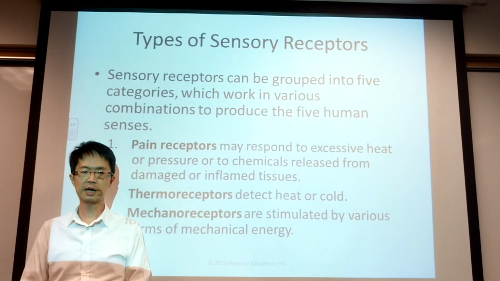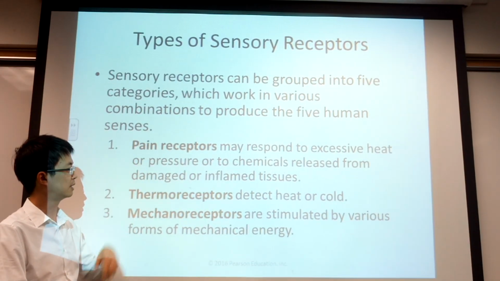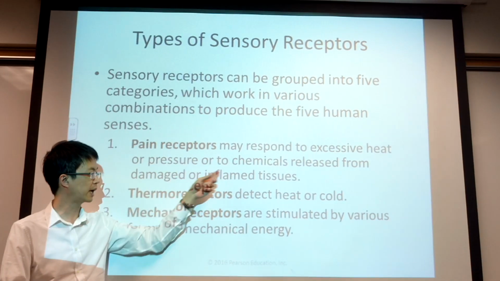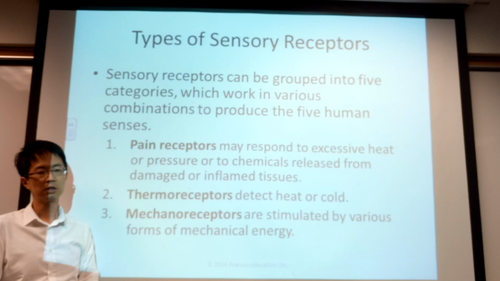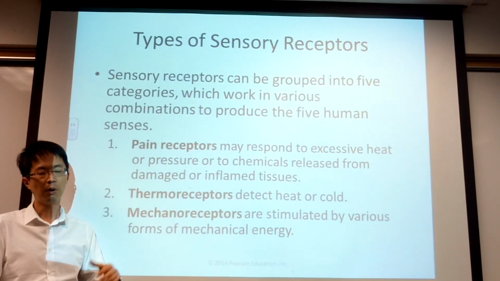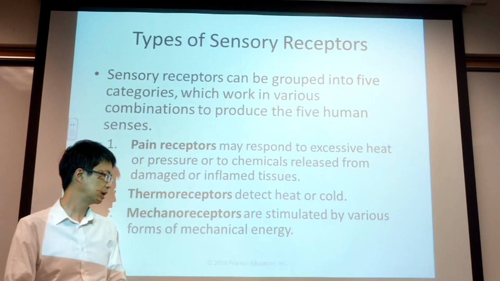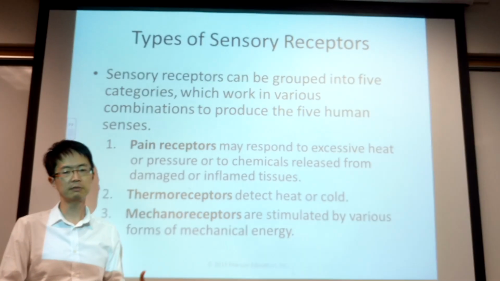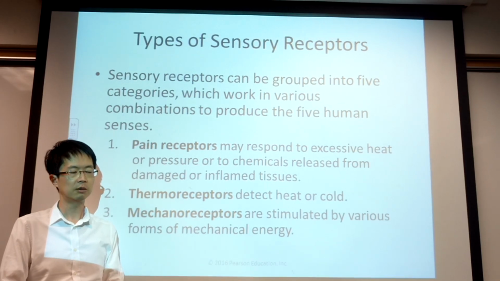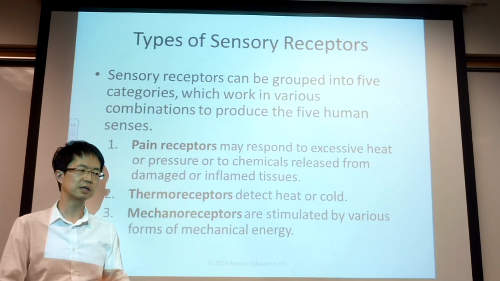The human body has five different types of senses. We group them into five different types of receptor. First, the pain receptor. Pain receptors usually sense heat, temperature, pressure, or chemicals that damage or inflame the tissue. The damaged or inflamed tissue is what causes pain. Thermoreceptors detect temperature, both external temperature changes and internal temperature changes inside our body. Mechanical receptors are stimulated by mechanical energy, basically physical movement. One of the mechanical receptors we have in our body is the cochlear hair cell, which is inside our ear.